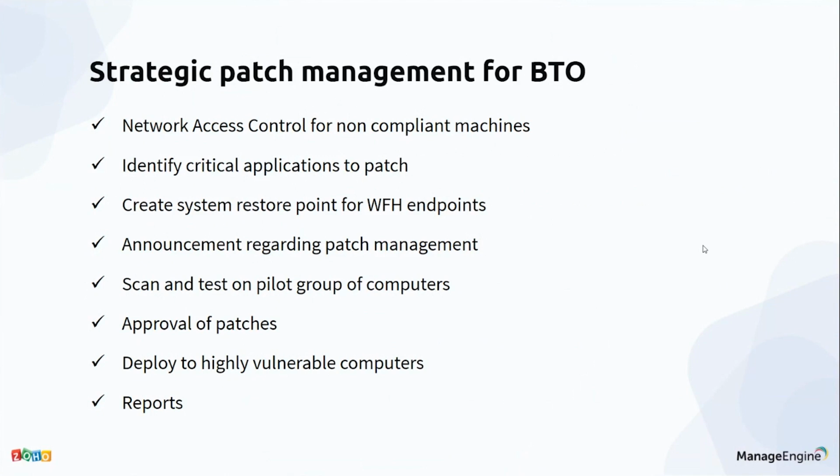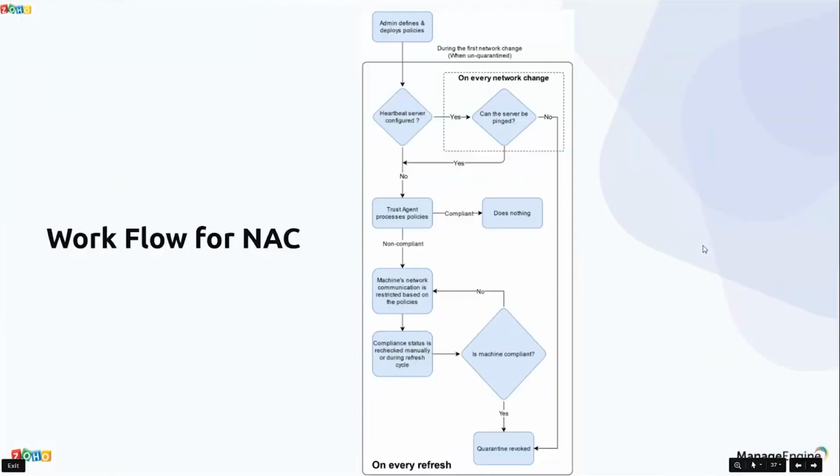So let's take a look at them one by one. Here is the workflow of network access control. Network access control is used to tighten the network security by restricting the endpoints that do not satisfy the compliant requirements of an organization. This will enable the system administrator to allow or restrict the access to organization's network for all the endpoints that fail to confirm the compliance settings.